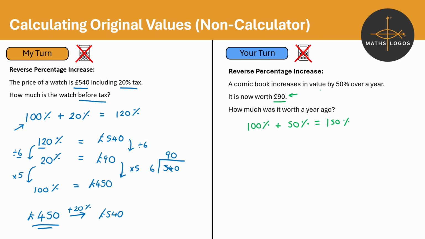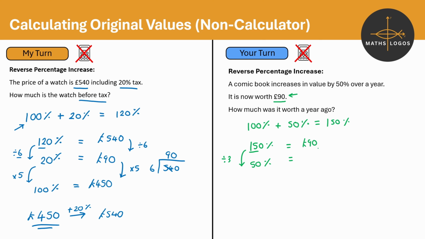And it says the comic book increases in value by 50%. It is now worth £90. In other words, the 150% is equal to the £90. I then want to get to 100%, and there might be a helpful building block to do this. A helpful building block on the way to 100% is going to be 50%. And I know I can get there because 150 is divisible by 3. And the reason I know that is because 15 is divisible by 3.